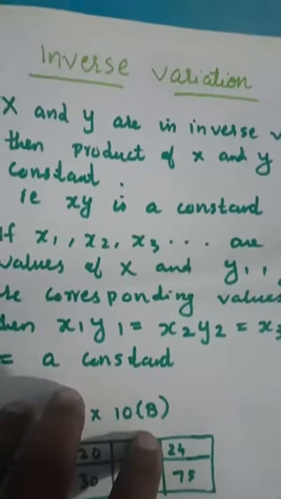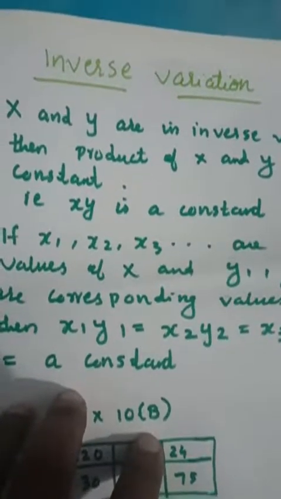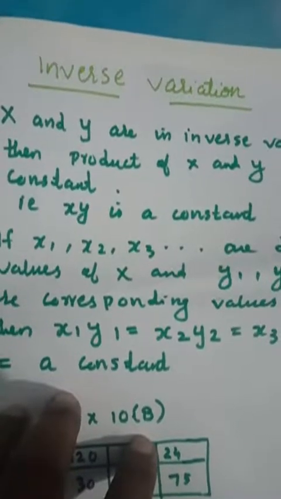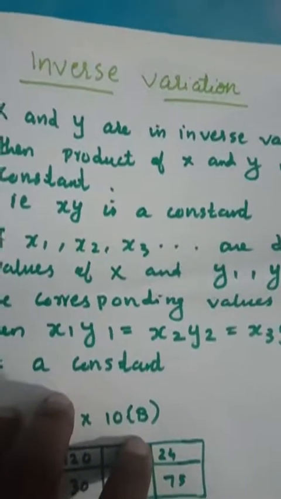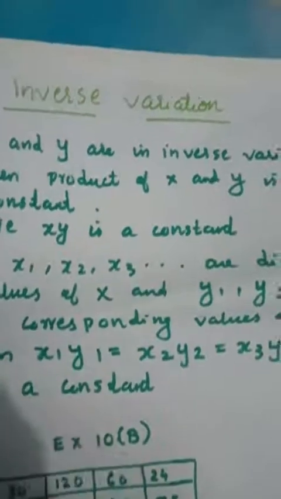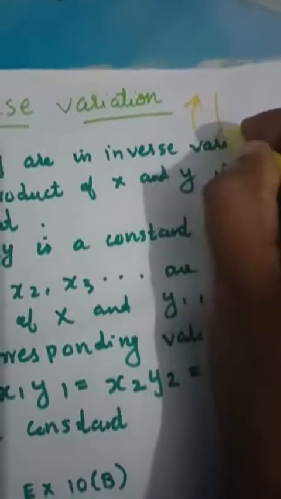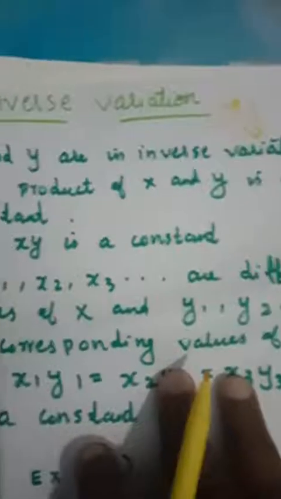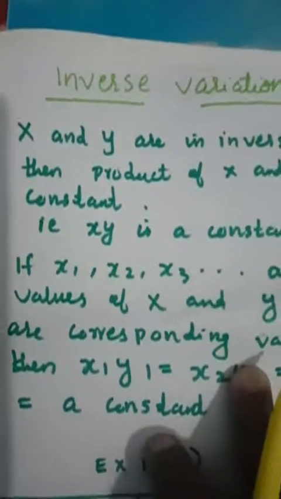What do you mean by inverse variation? Inverse variation means if one quantity is increasing, the other one is decreasing. If one is increasing, then the other is decreasing. That is inverse variation. Okay.